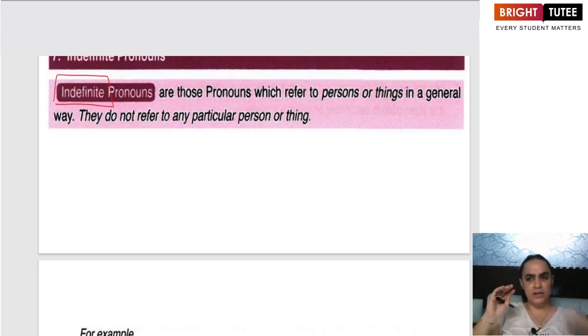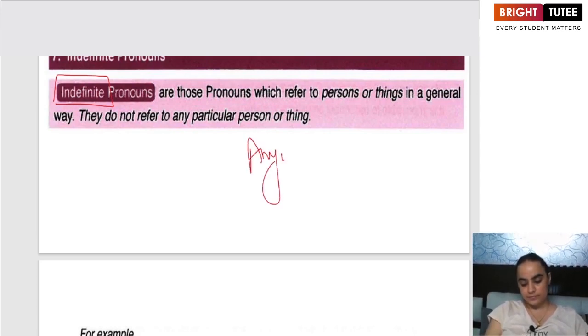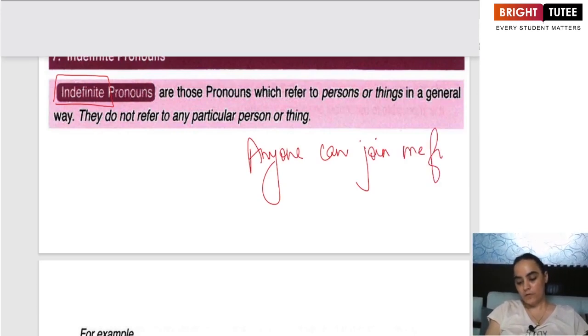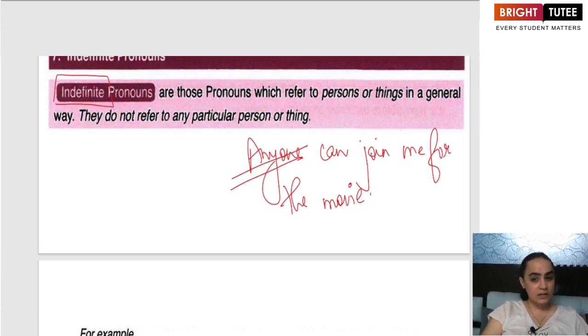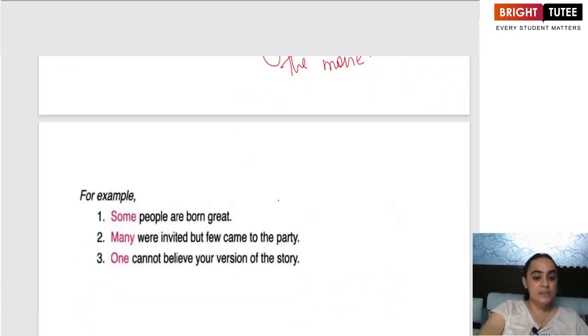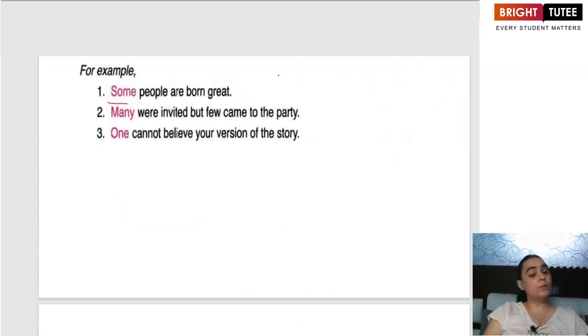Anybody, everybody, somebody. All these are indefinite pronouns. Why? Because if I say anyone can join me for the movie, I am not referring to any specific person or thing. I'm just saying in general that whosoever wants can join me for the movie. Similarly, if we say some people are born great, it can be anyone. We are not talking about any specific names.